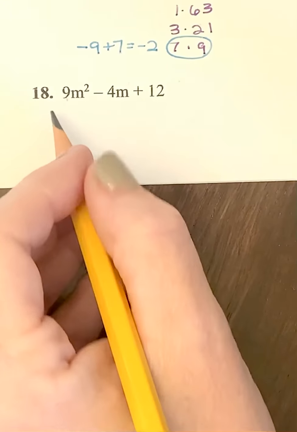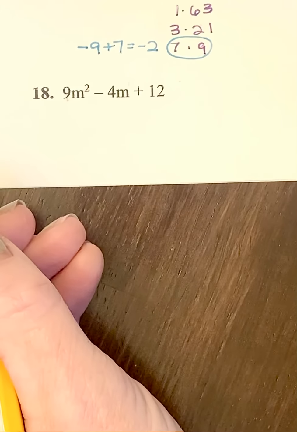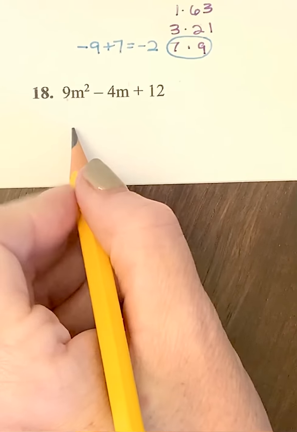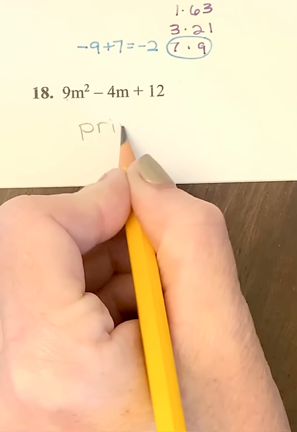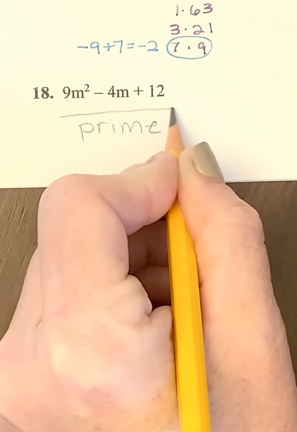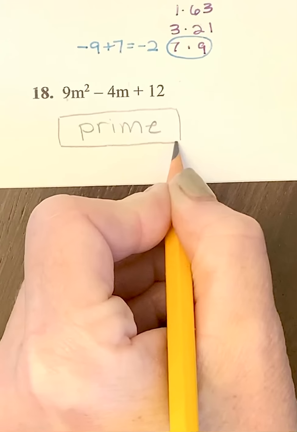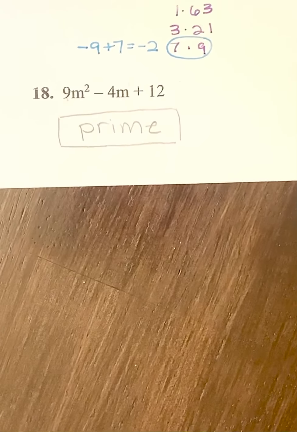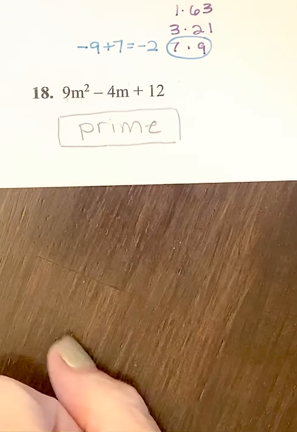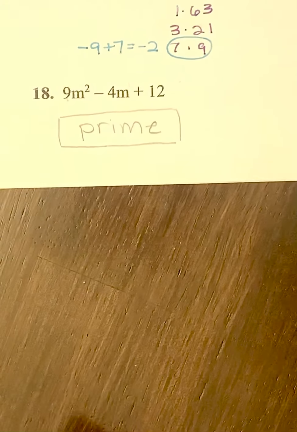The leading coefficient is not 1, so we cannot factor it using the method we learned, and actually this one will end up being prime. Next week you'll learn another method that you can check with this one, but as of today, you don't know it, and this one is a prime problem. All right.